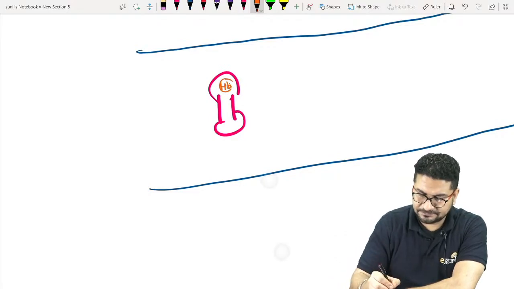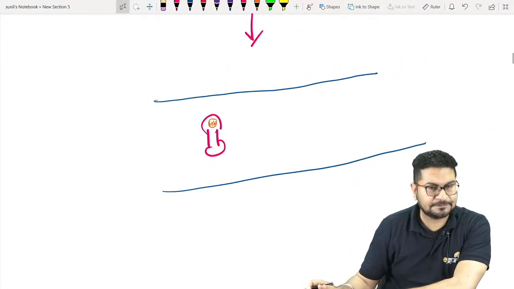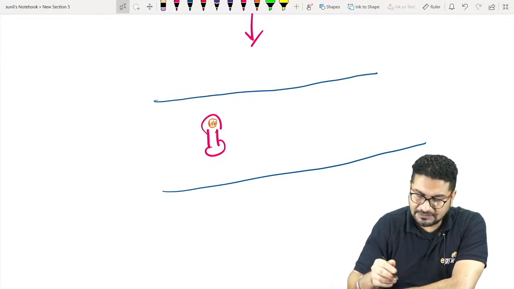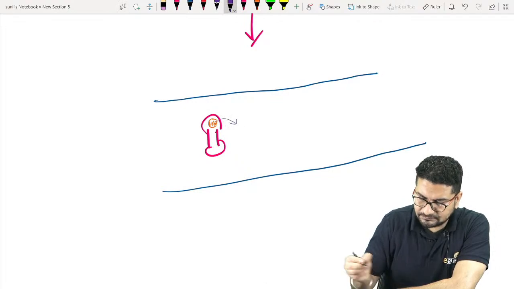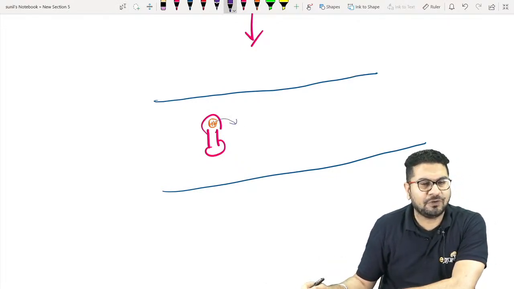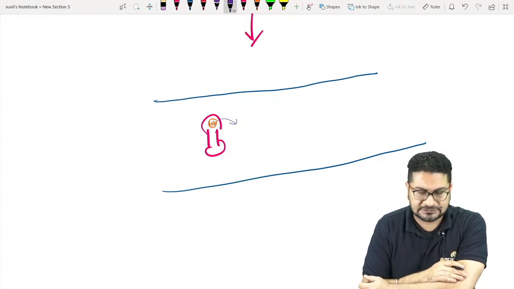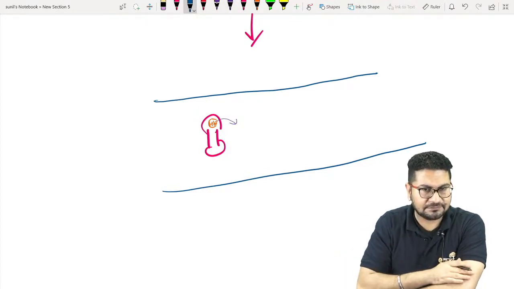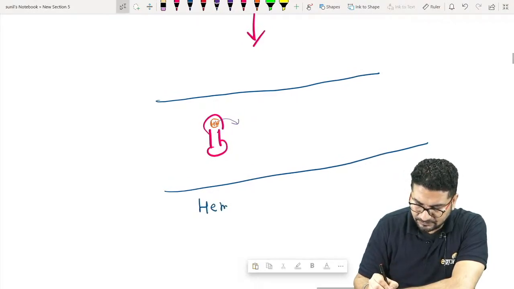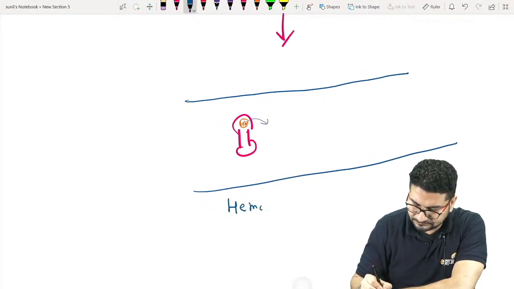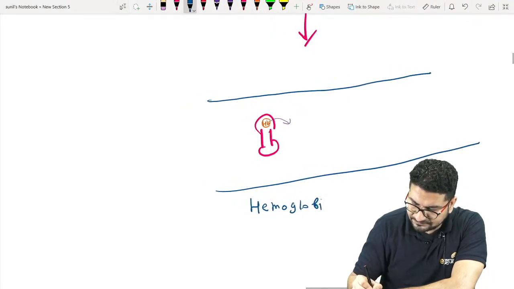Clear? Simple. So RBCs, where are they dying? They are dying inside the vessel. So when RBCs are dying, understand this, the pigment will come out. Hemoglobin will come into the blood vessel. Right? Hemoglobin will come into the blood. RBCs are dying. What do we call this? We call this hemoglobinemia.